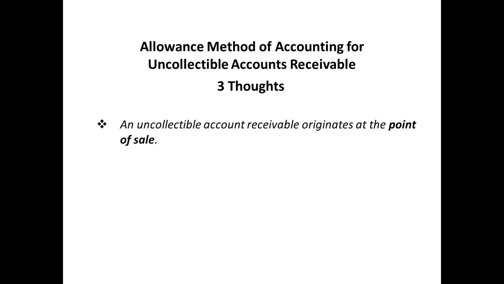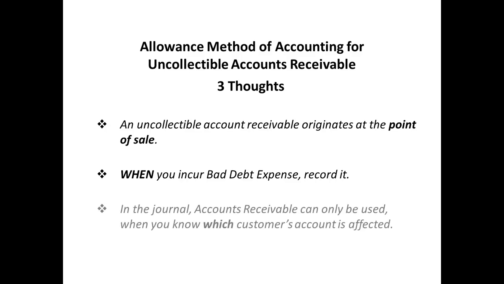First, just a reminder of the three concepts that are the keys to the allowance method of accounting for uncollectible accounts receivable. First, every time a company makes a sale on account, it incurs some bad debt expense. Second, the matching principle says when you incur an expense, record it. And third, every time a company makes an entry to accounts receivable, it must have a customer's name to go with it.